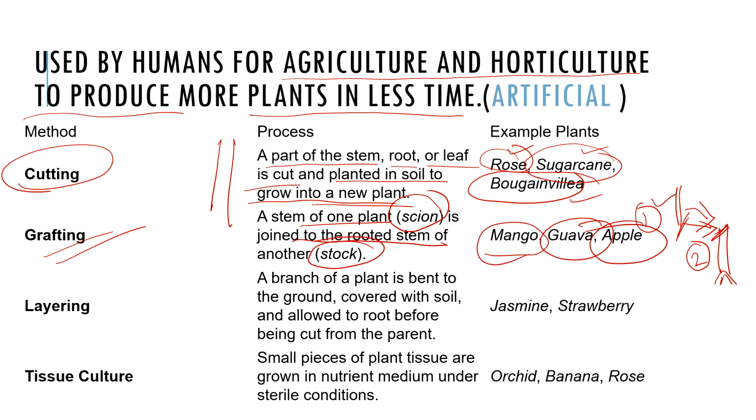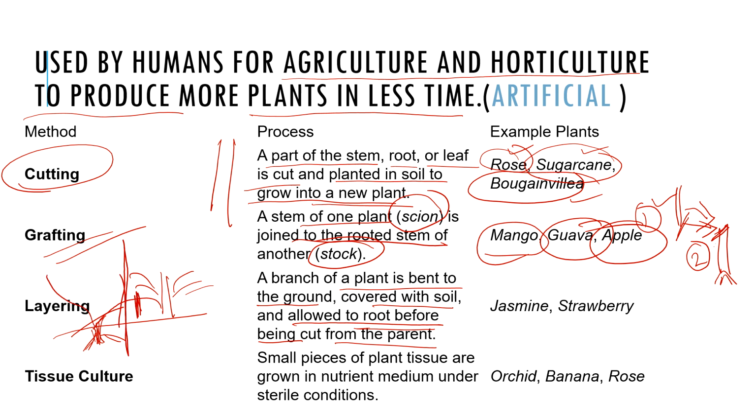After that comes layering. Layering is when a branch of a plant is bent to the ground and covered with soil and allowed to root before being cut from the parent plant. So this is a plant, and there are branches of this plant. One branch is brought here and deeply covered with the soil, so that till the roots grow here, then this part of the plant is cut. Okay, so then it will grow into another individual plant like this.